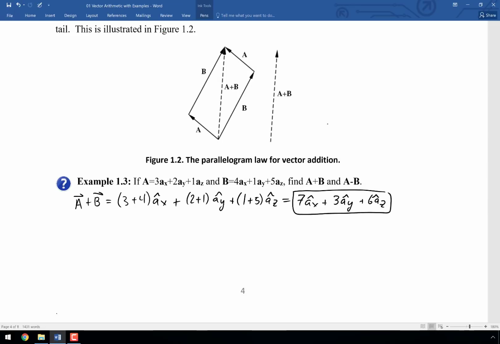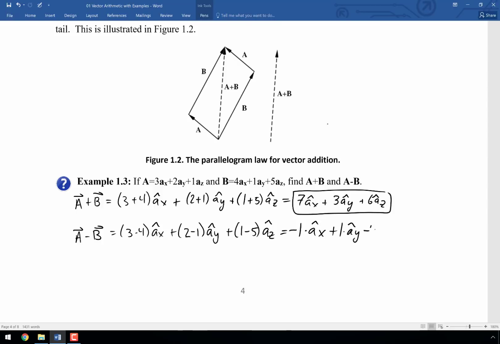And then next we can do the subtraction, which is a minus b equals 3 minus 4 times a sub x plus 2 minus 1 times a sub y plus 1 minus 5 times a sub z, which is negative 1 times a sub x plus 1 times a sub y minus 4 times a sub z.